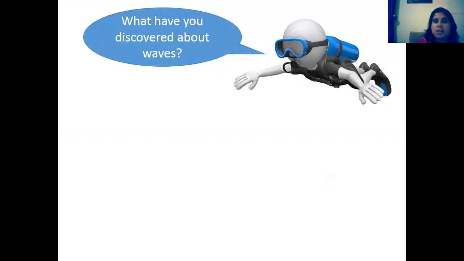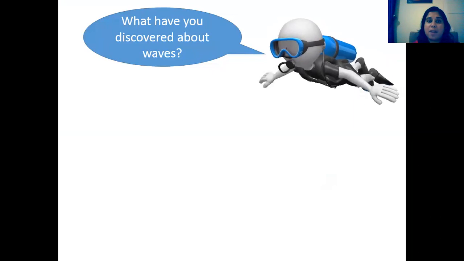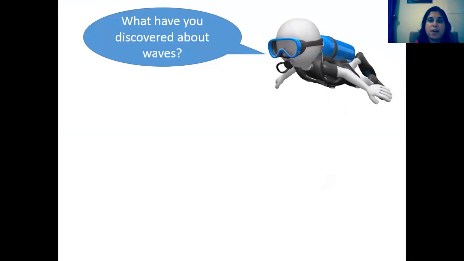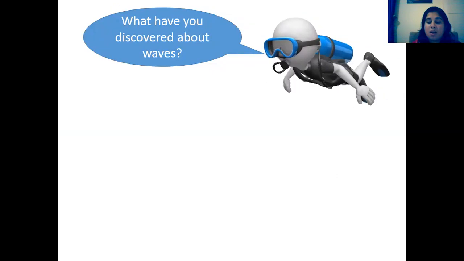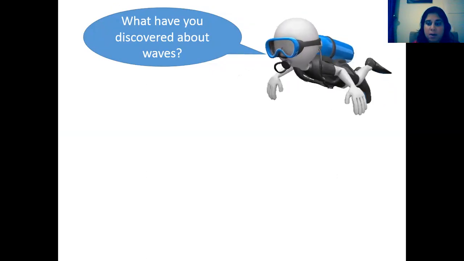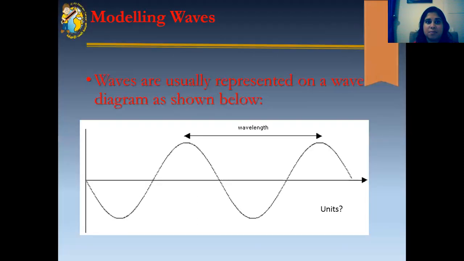Now, in the previous lesson, what did you discover about waves? I remember I told you how to draw a wave diagram. Do you remember it? Can you draw it on your paper right now? Okay, if you don't remember, I will show you the answer. But I'm sure a few of you must remember it. Okay, now, this is how we draw the wave. And this is called the wave diagram. It goes zigzag up and down.